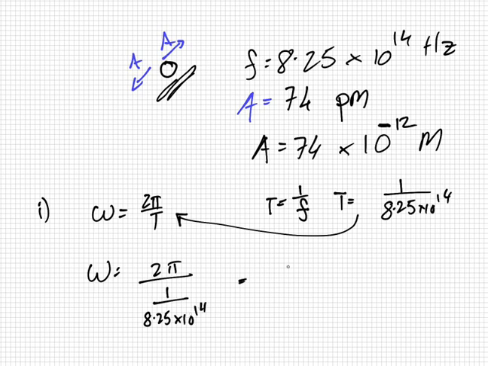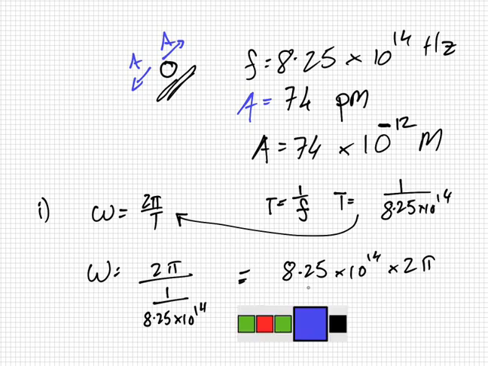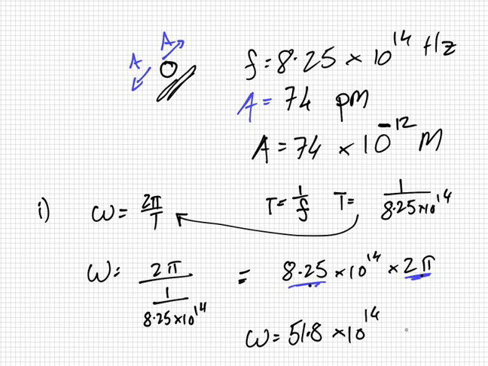So omega is 8.25 times 10 to the 14 times 2 pi. Can you just multiply this piece with this piece? See what we get. 8.25 multiplied by 2 pi, what's that, please? KJ, what is it? 51.8 times 10 to the 14 radians per second. So it's moving really, really fast.